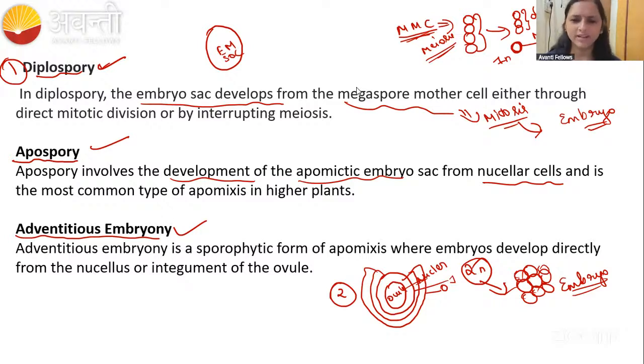You all know adventitious root, right? You studied adventitious root in class 11, morphology of the flowering plant, yes or no? That is where the root is formed from a part other than the radicle. That's why it is called an adventitious embryo, because it is forming from the integument. Okay, fine. If you understood this, let us go to polyembryony.